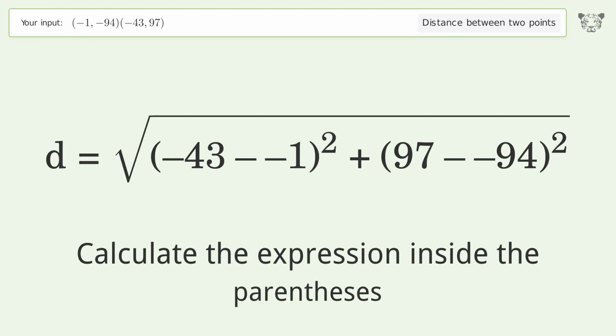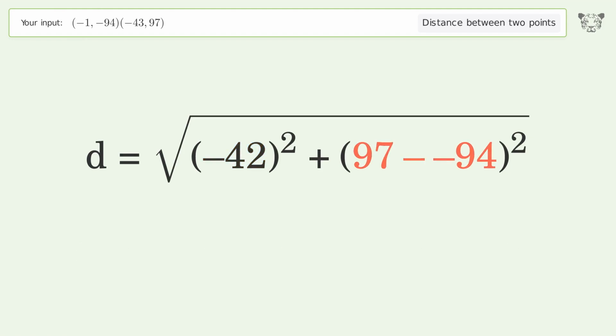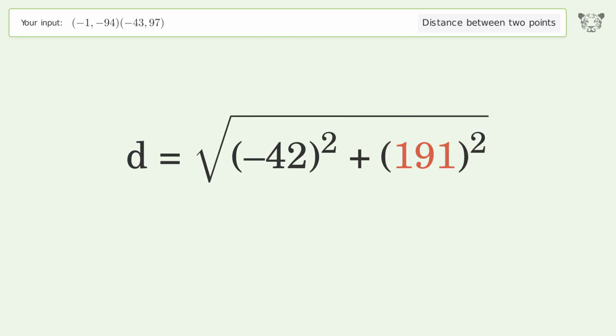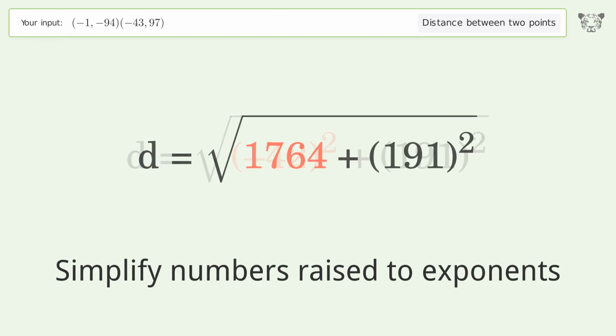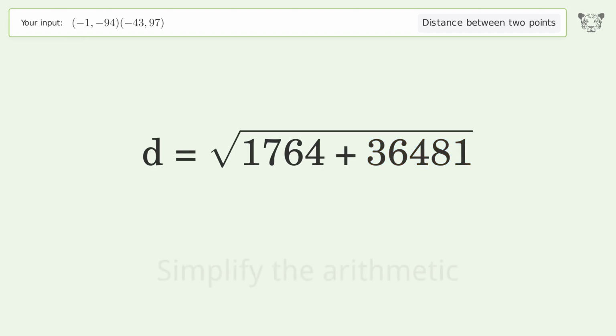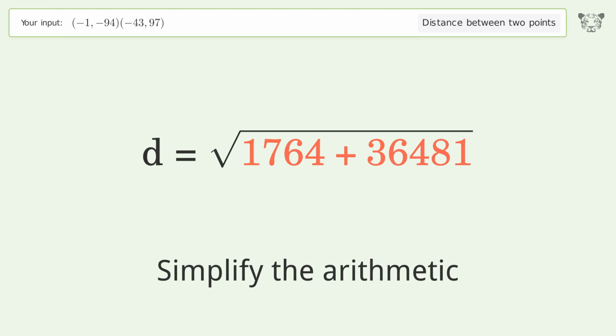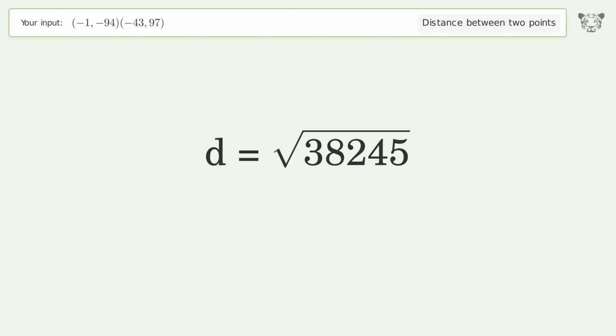Calculate the expression inside the parentheses. Simplify numbers raised to exponents. Simplify the arithmetic. And so the distance between the 2 points is the square root of 38,245 or 195.563.